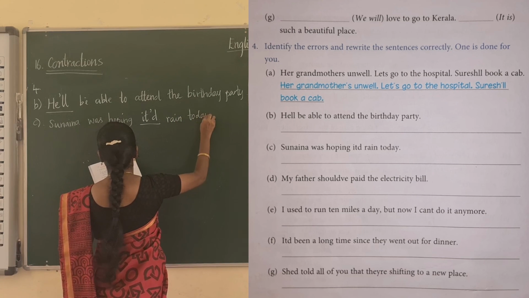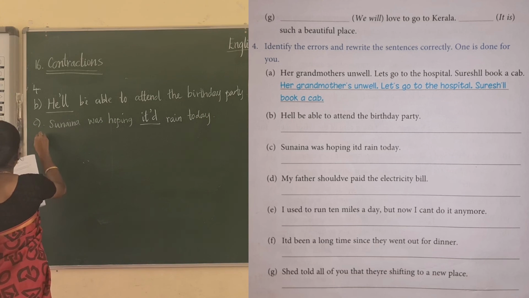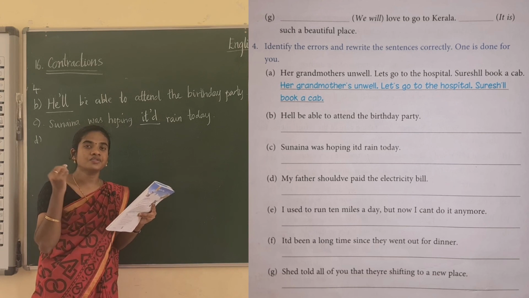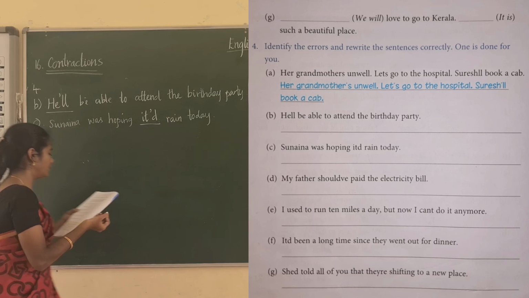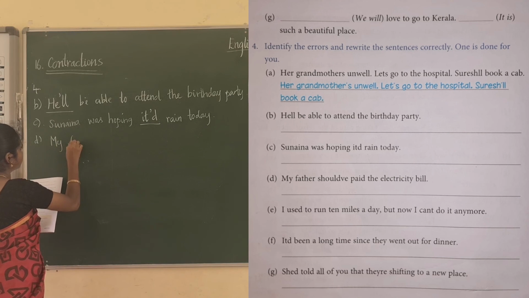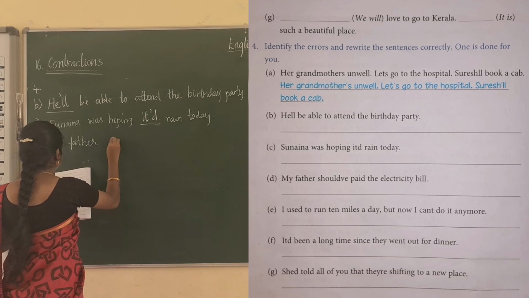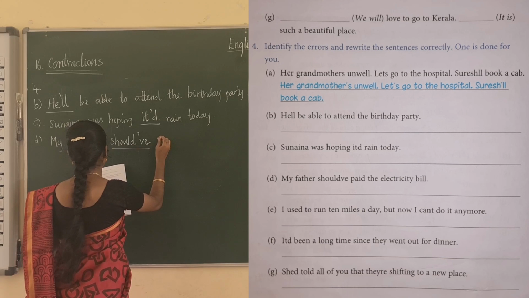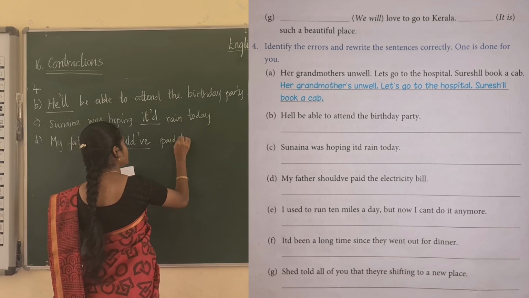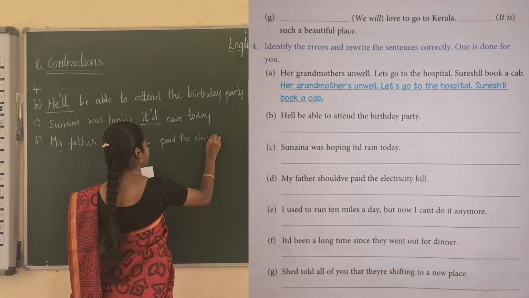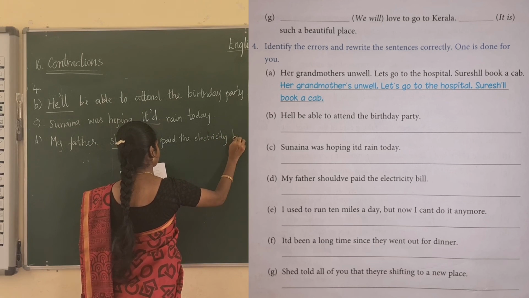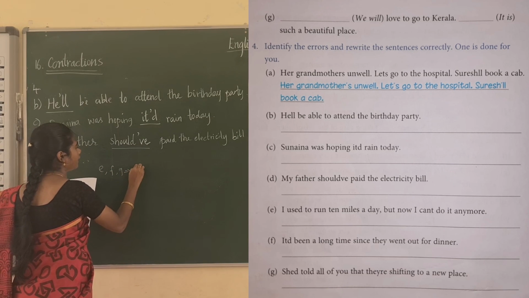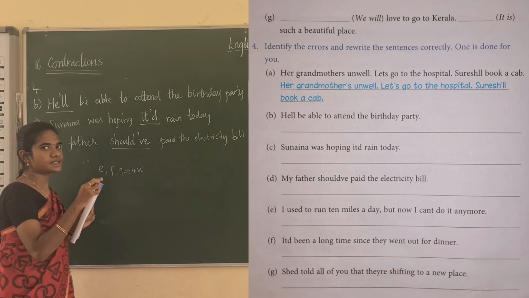D. My father would have paid the electricity bill. Here the error is should have. Here they are not putting the apostrophe. Okay. My father should apostrophe, should've paid the electricity bill. And the remaining ones, E, F, G, are the homework for you. You have to identify the error and then rewrite the sentence correctly.